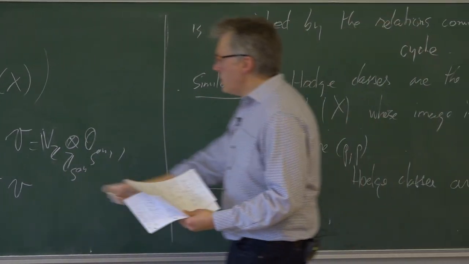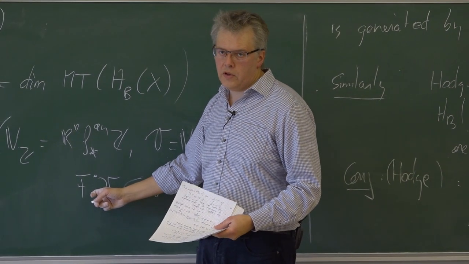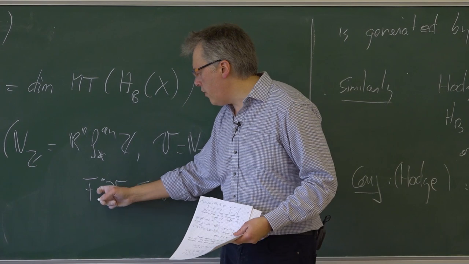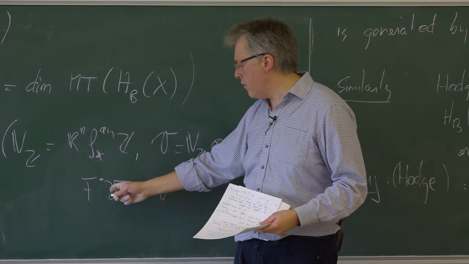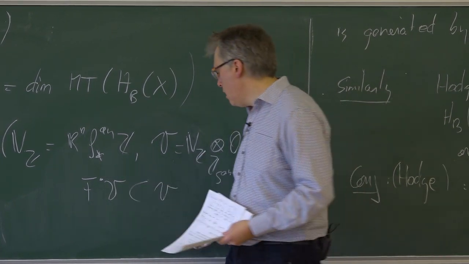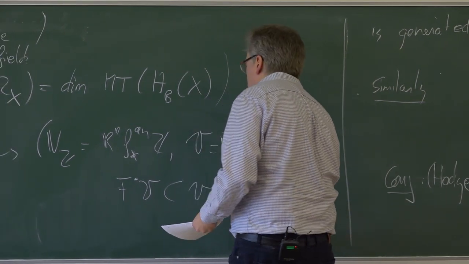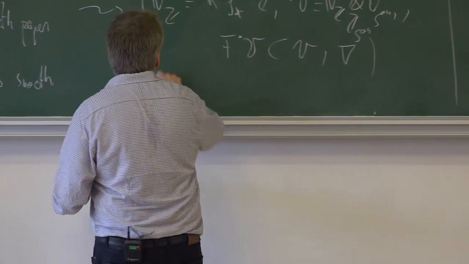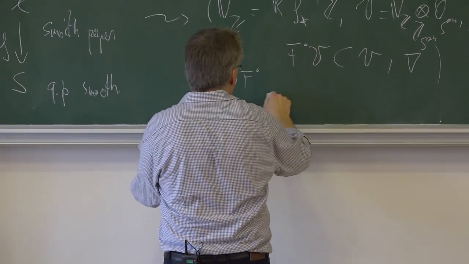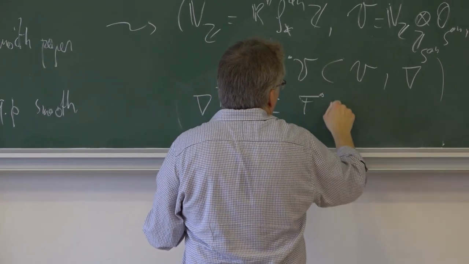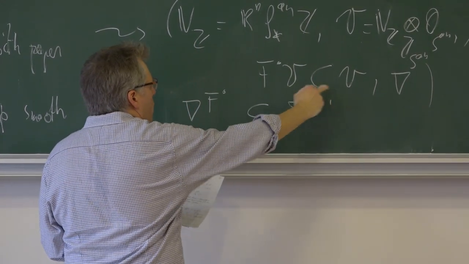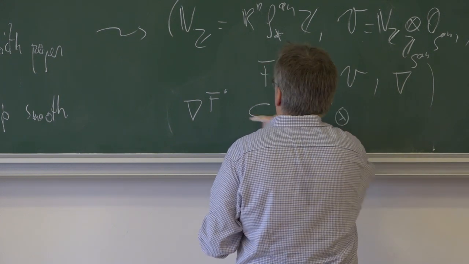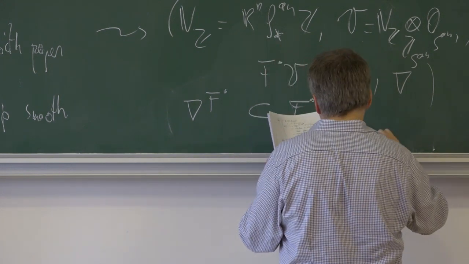So I have the Hodge filtration. And why is it important to work with the filtration rather than the Hodge decomposition? Is that because it varies holomorphically? So F V is a holomorphic subbundle of V. And then I have the flat connection nabla. So this is the datum of a variation of Hodge structure. And there is some relation between this holomorphic filtration and your flat connection, namely, it shifts the filtration only by one.